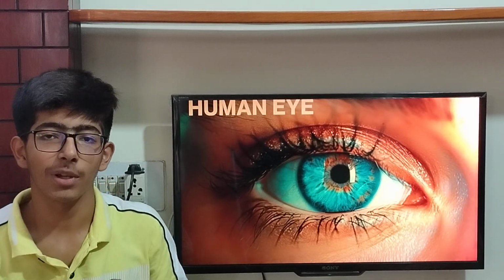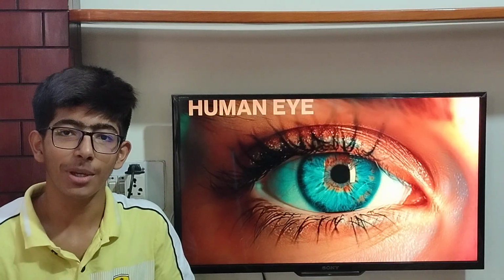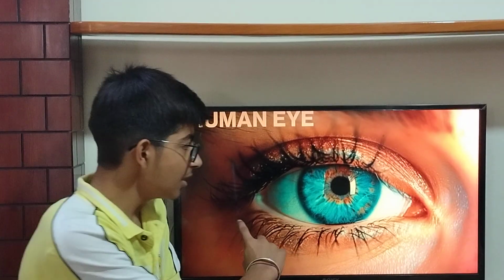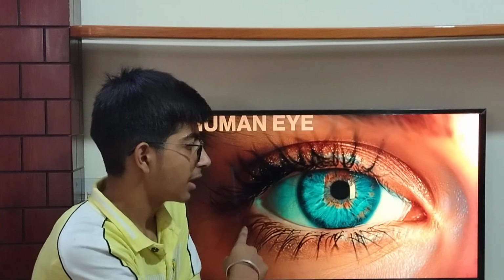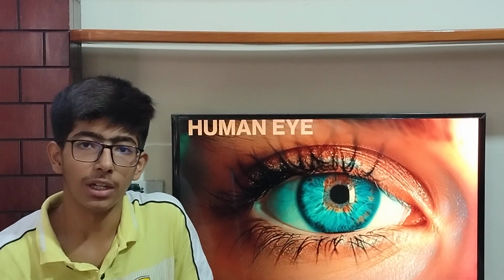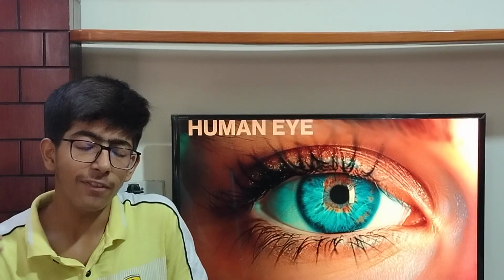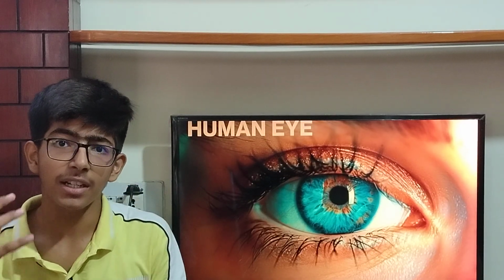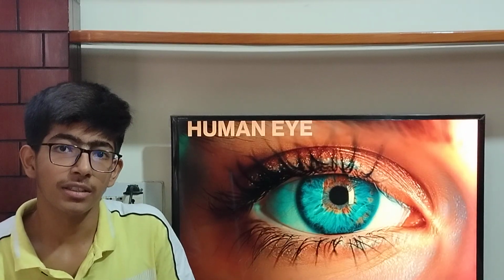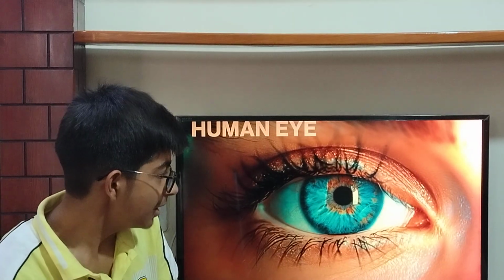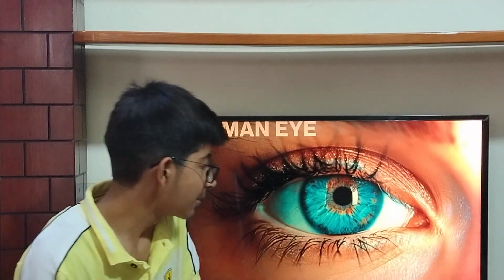Today I am going to explain the concept of human eye and vision defects. So see, this is what our eye looks like from outside. It is our eye which helps us to see the whole world around us. We can see everything. Our eyes help us to see. These are an integral part of our body. These are a very good gift of the nature. So let's see what is the structure of eye.